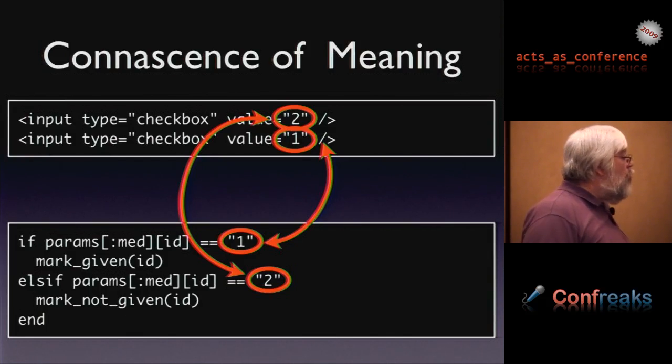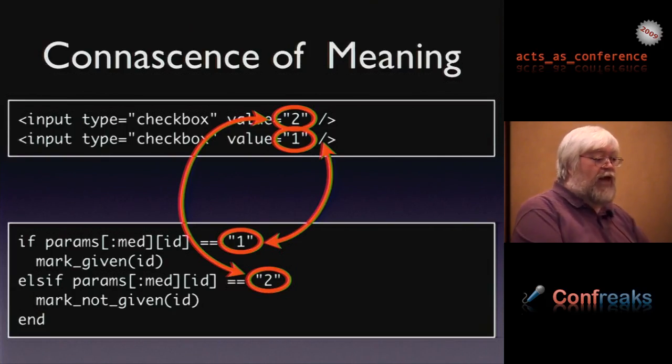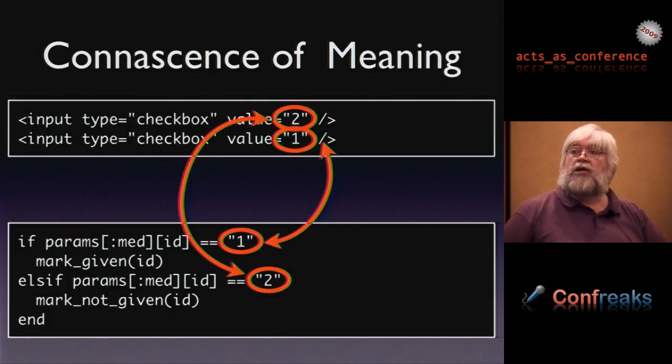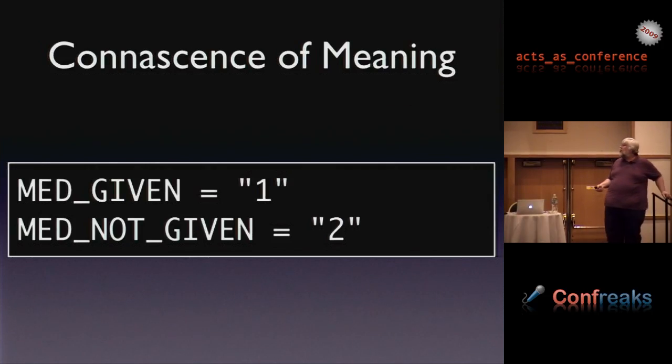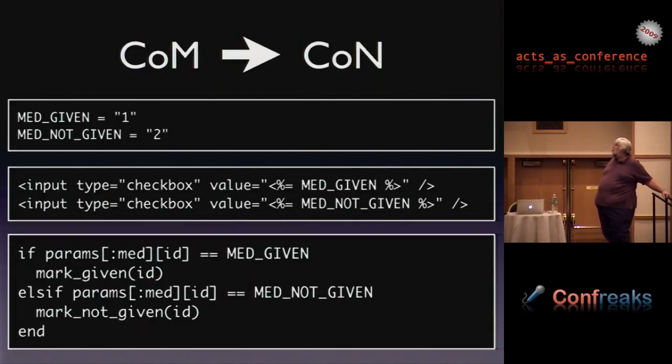So what do we do? When you have a high level of kinesis, you want to reduce it, you move to a lesser, a weaker form of kinesis. Kinesis of name being my personal choice. So if we introduce a couple of constants and then use those constants in the form and then in the code, we've reduced the kinesis of meaning to a kinesis of name, because now we're referring to particular names again.